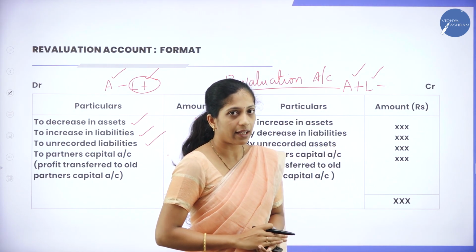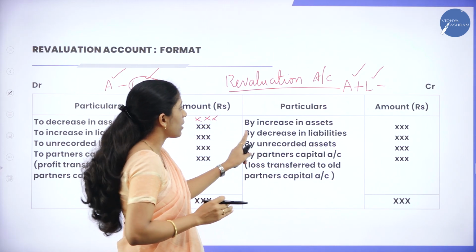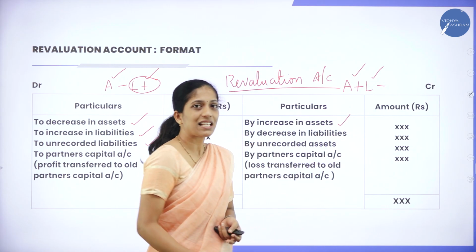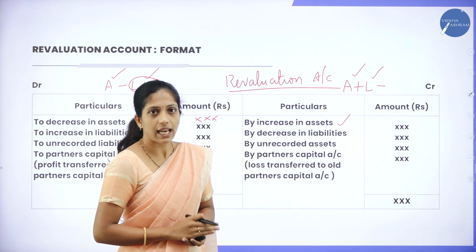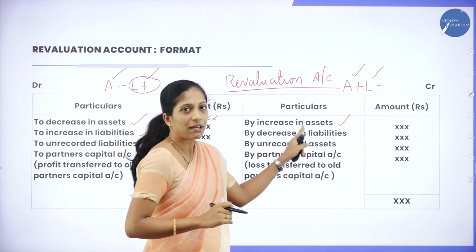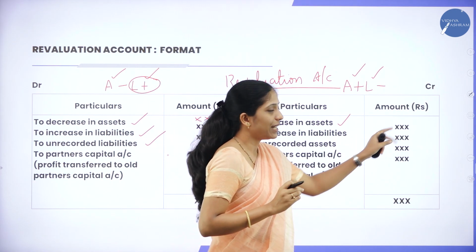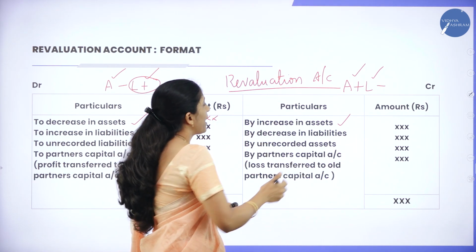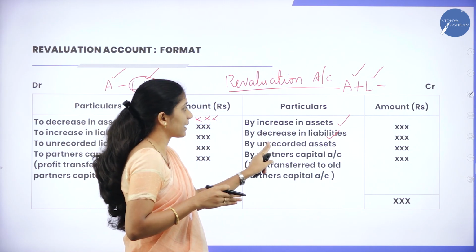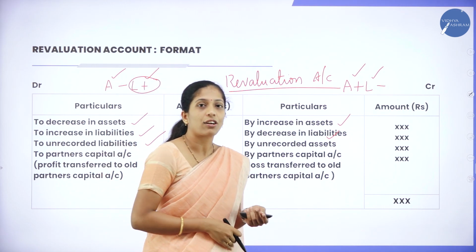Now, coming to the credit side. Here, as I told you, A plus, L minus. So if any assets have increased, how do you record? By increase in asset, for example, if the value of machinery has increased. So how do you record? By machinery account. To what extent it has increased, that amount you will write here. Next, by decrease in liability. If any liability has decreased, you will record in the credit side.